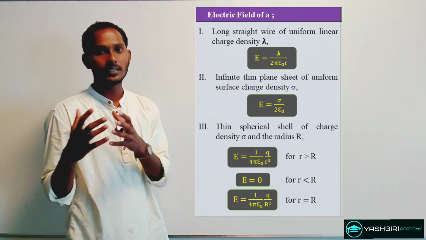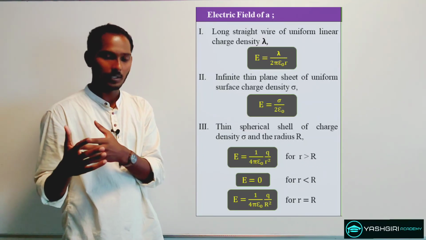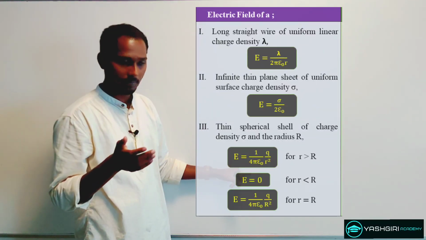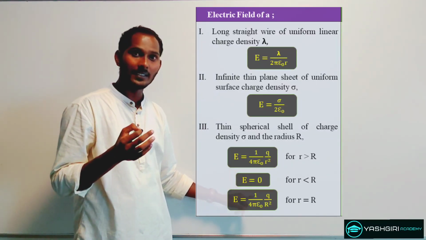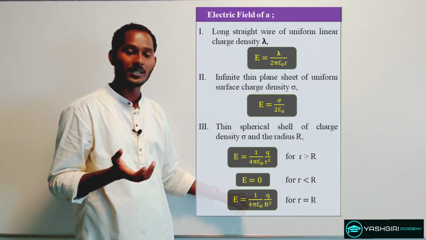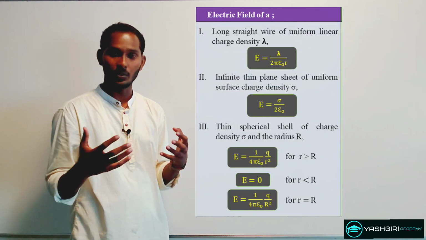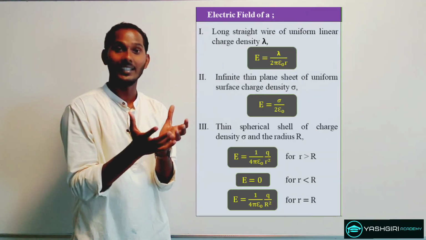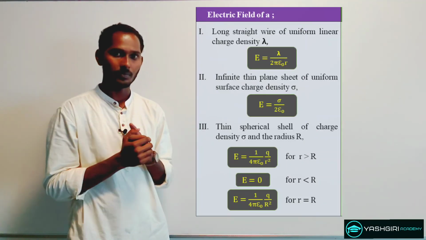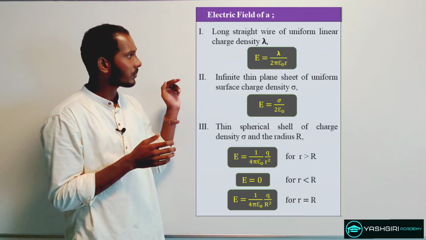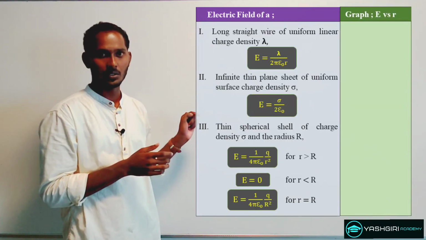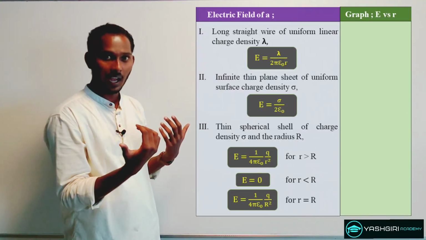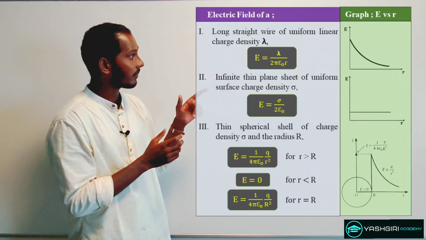When you calculate the electric field outside the spherical shell, you can make use of this expression, and on the surface of the spherical shell as well. Inside the thin spherical shell, the electric field is 0 because the charges are available on the outer surface of that thin spherical shell. So that's the reason. Now suppose I want to show the graphical representation of all these three different cases in terms of E versus R, I can show it something like this.